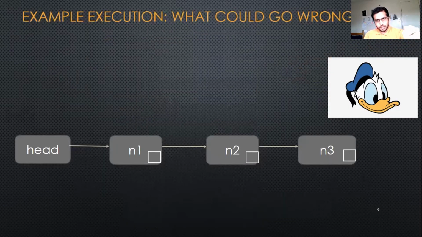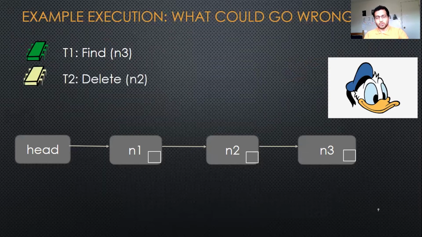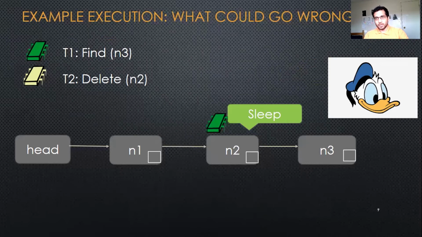So assume this short lazy list, and a thread T1 trying to execute contains on node N3 on the list, and a thread T2 trying to delete node N2. Now let's say T1, while moving towards node N3, stops at node N2. While holding a pointer to the node N2, it sleeps.